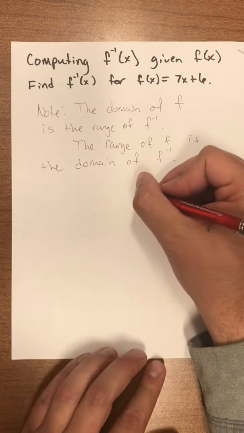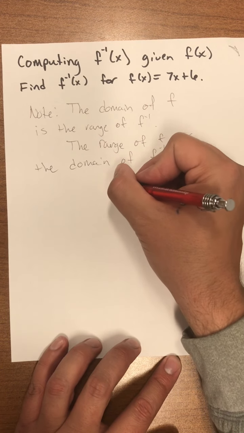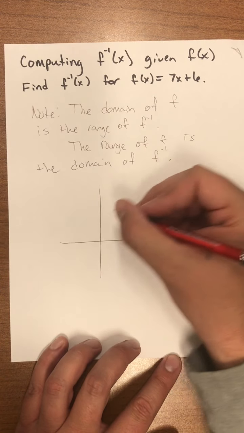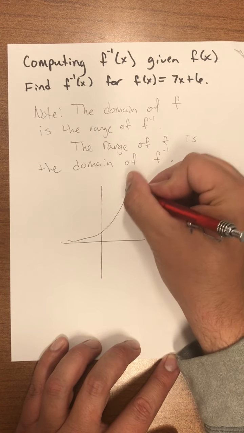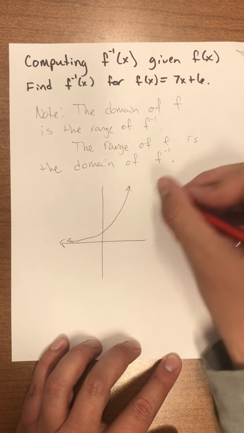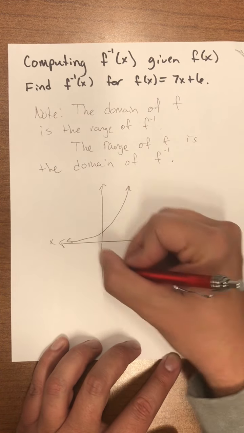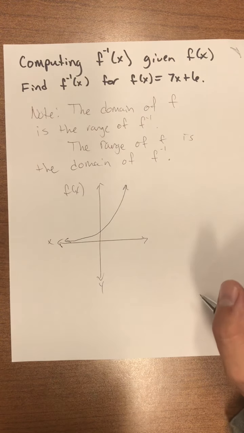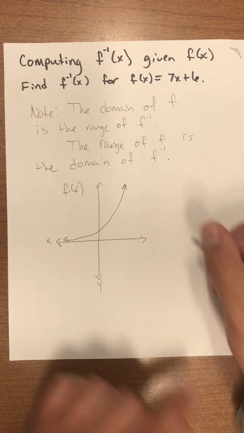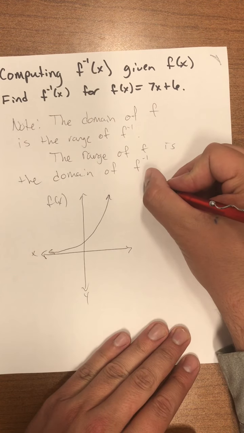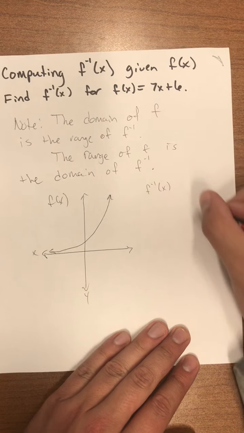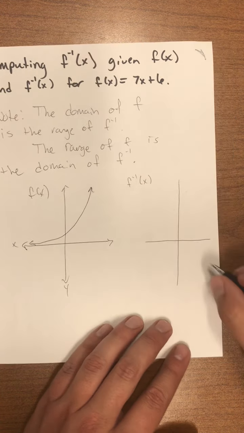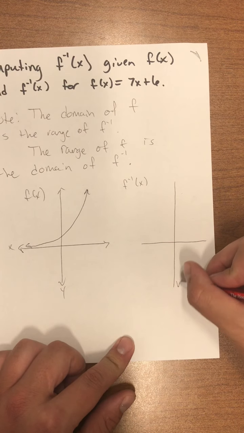So if we were to take a look at a graph that looks like this, this is a one-to-one function, and let's say this is f of x. Its inverse would swap domain and range. So every y value would become an x value.